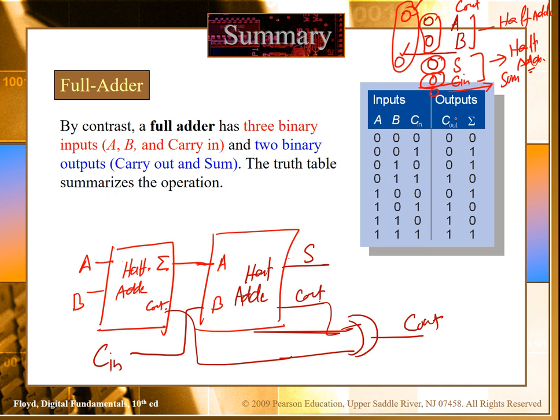Okay, so 0 plus 0, so carry out will be 0 here. So basically for the implementation of the 3 input binary addition, we get 3 inputs, A, B and the carry in, and we have to use 2 half adders. And then we get the final full adder. So this is the full adder.